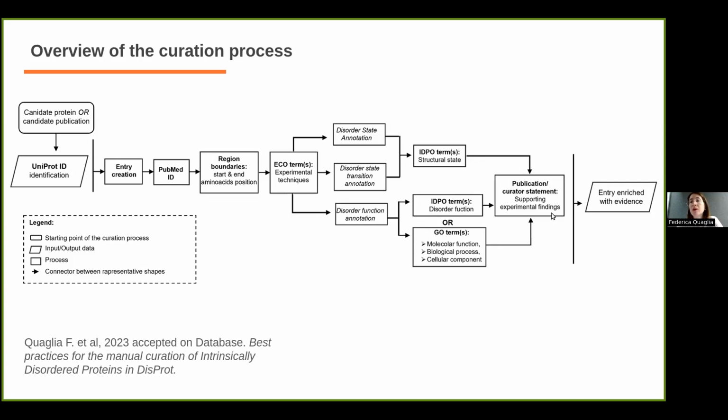As mentioned before, we are going to add a statement or more, if available, from the publication that support the experimental findings that you are annotating. Finally, you could also add additional information, maybe about the sequence construct, experimental condition, or experimental setup, with MIADE standards that we are going to discuss in one of the later parts of the training.